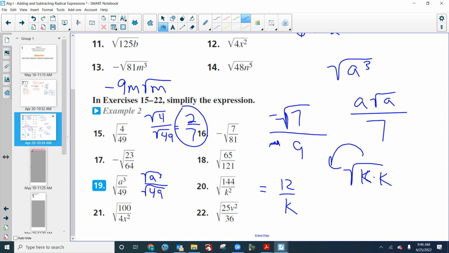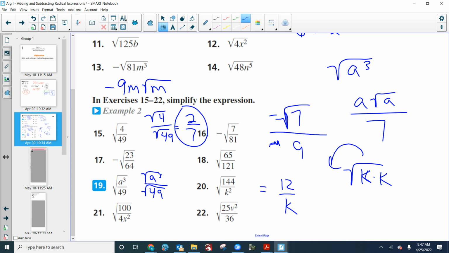Can anybody do 22 in their head? Again, two perfect squares. So it's 21. What's on top? 5 root V over 5 root V over 6. What's 21? 10 over 2x.